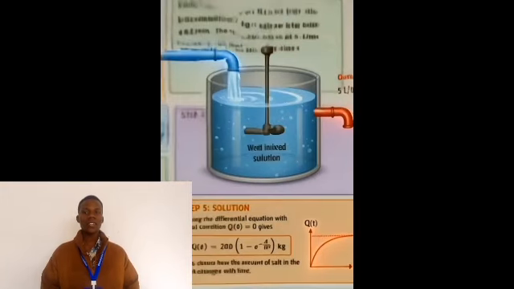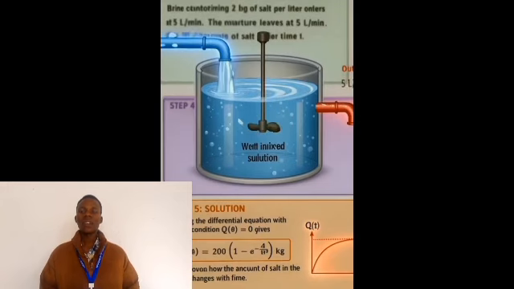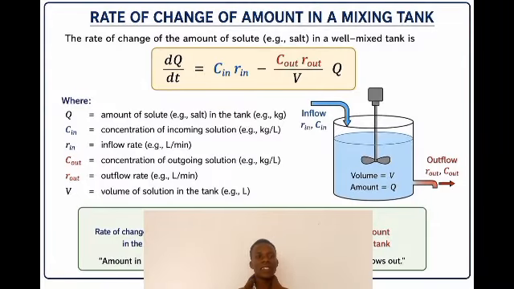Salt enters the tank through the inflow. Salt leaves the tank through the outflow. The rate of change of salt in the tank is given by dQ/dt = R_in × C_in − R_out × Q/V, where R_in is the inflow rate, C_in the concentration of incoming salt, R_out the outflow rate, V the volume of solution in the tank, and Q/V the concentration inside the tank.